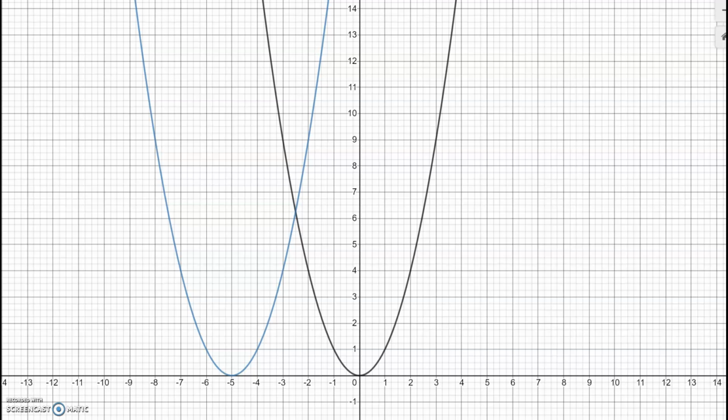Black function is the original x squared. Notice how it starts at 0 and goes up. And the blue function is x plus 5, the whole thing squared. And notice how it has moved to the left 5 units.